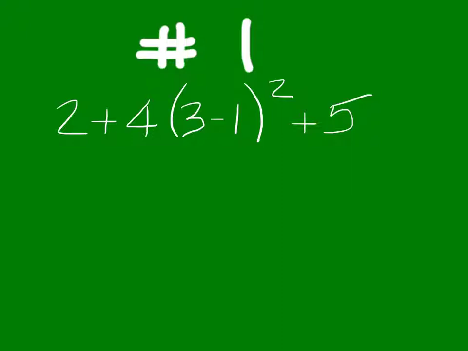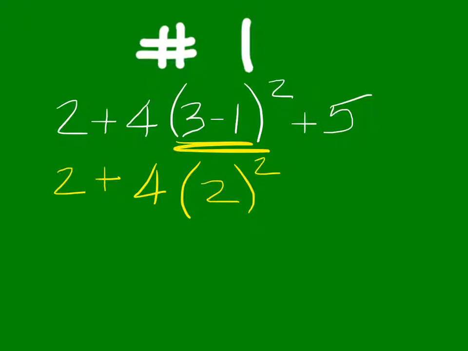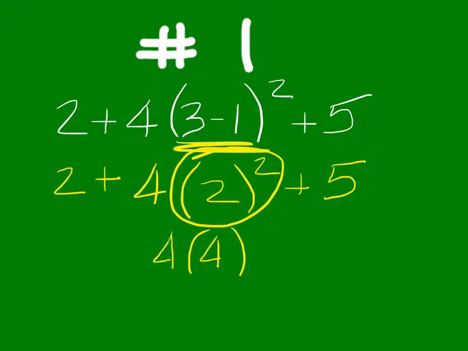The first thing you should do is 3 minus 1, and you come up with 2. So replace the 3 minus 1 with 2, and everything else stays the same. The next thing you have to do is 2 squared. What's 2 squared? 4. So replace that 2 squared with 4, and everything else stays the same.